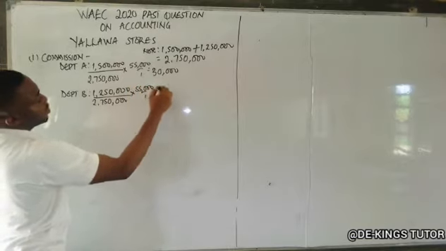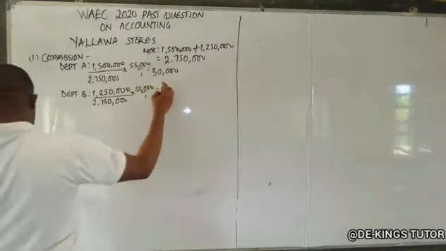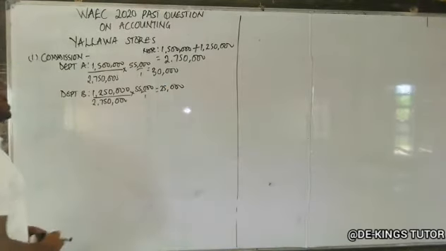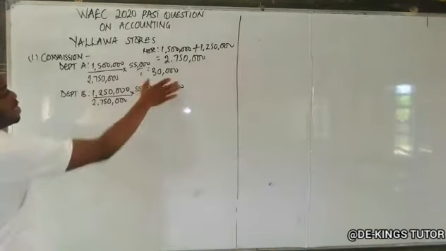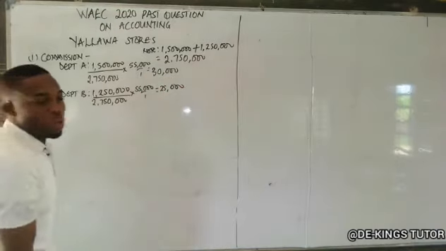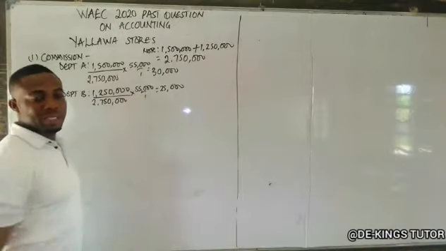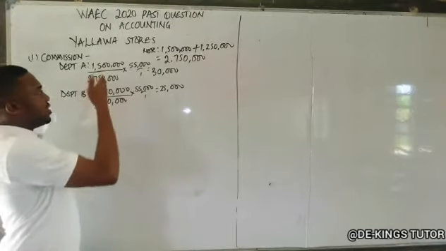So that's the commission for Department A, and look at the amount for Department B. When you get to this point, if you add these two, you should have the total amount of that expenditure. This is just to divide it among the different departments. So that's for commission. The next one is for salaries.